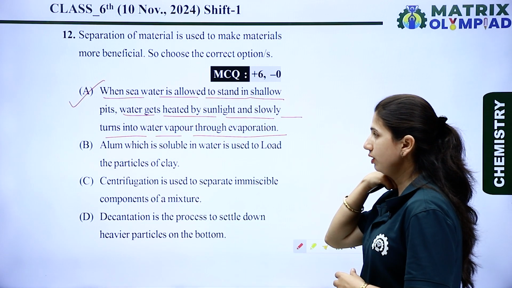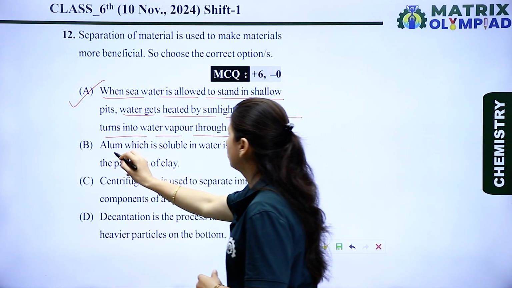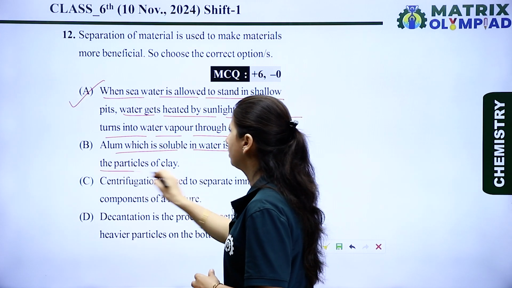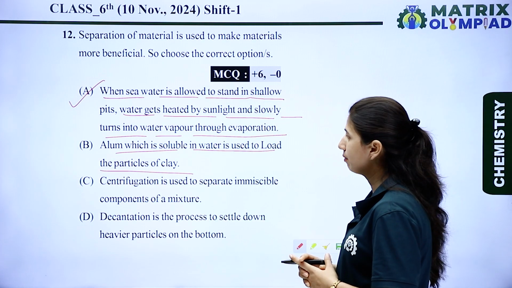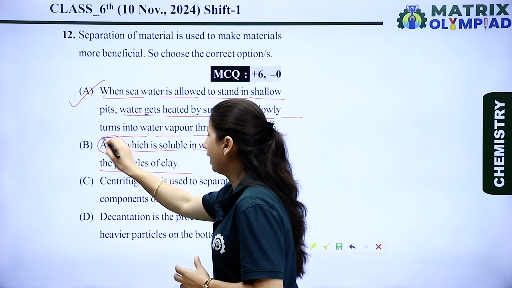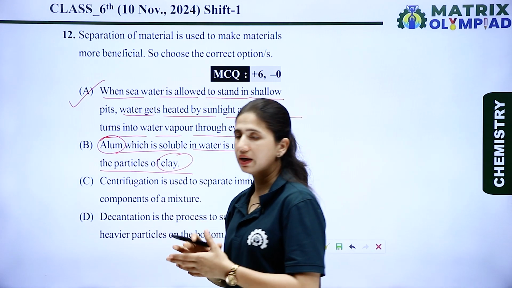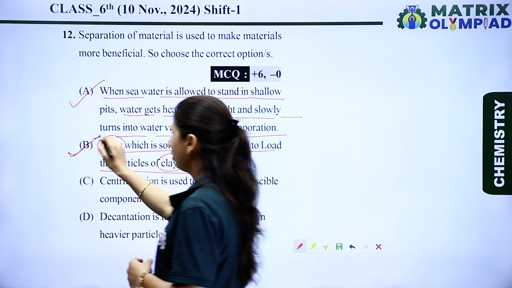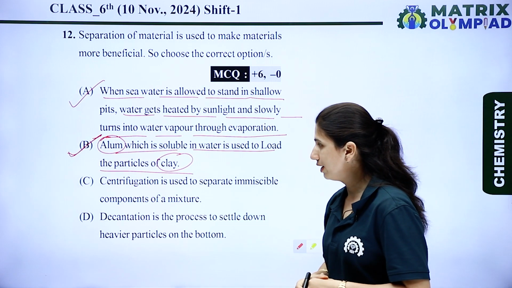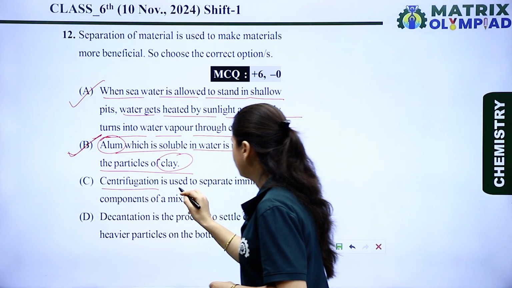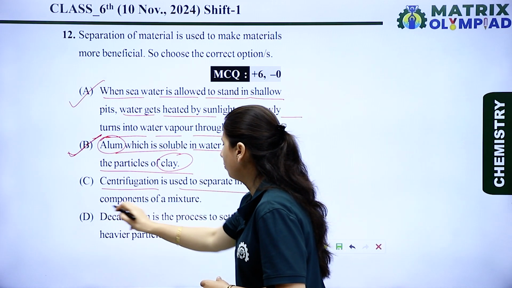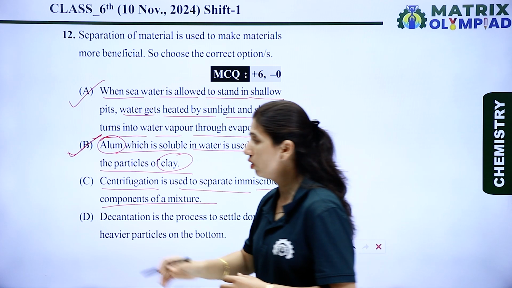Now let's see the next one. Alum, which is soluble in water, is used to settle the particles of clay. Yes, it is completely a true statement. Alum joins the different clay particles and coagulates them. This is also a true statement. Now let's see C. Centrifugation is used to separate immiscible components of a mixture. Yes, it is also a true statement.